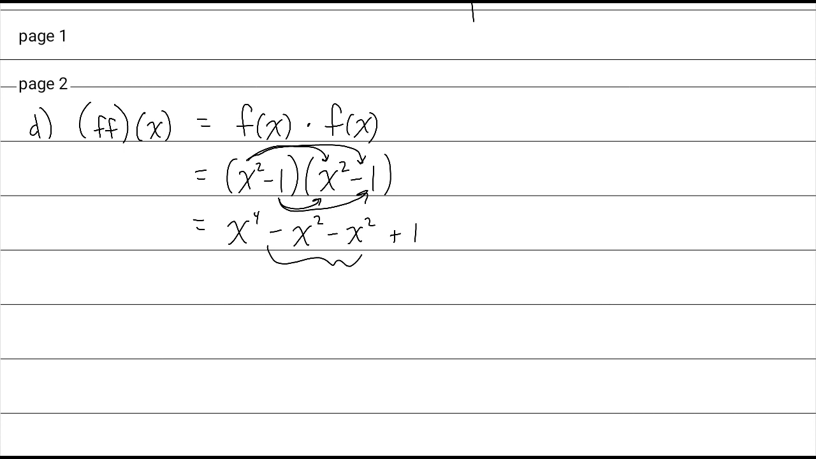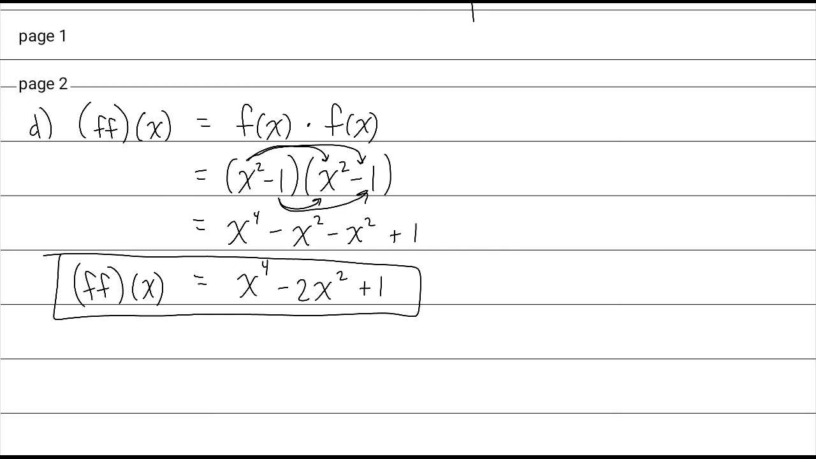I do have like terms here, right? Negative x squared minus x squared. That's negative 2x squared plus 1. All right, so f times f of x is x to the 4th minus 2x squared plus 1.